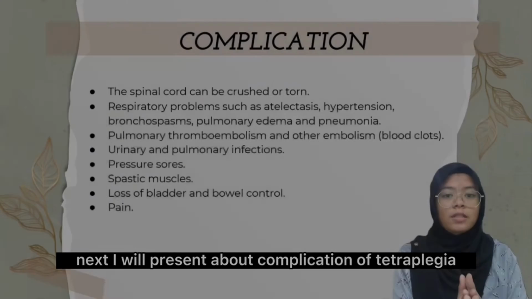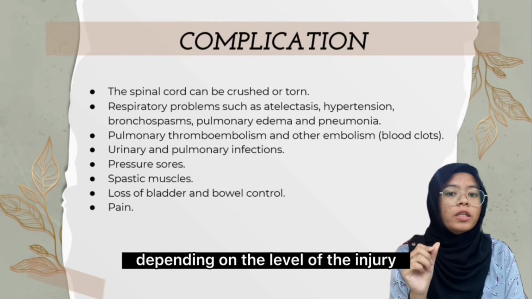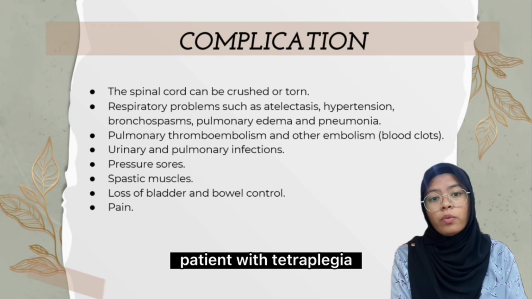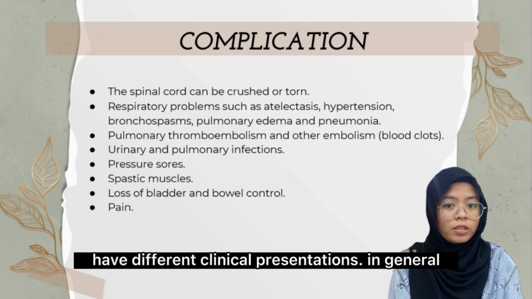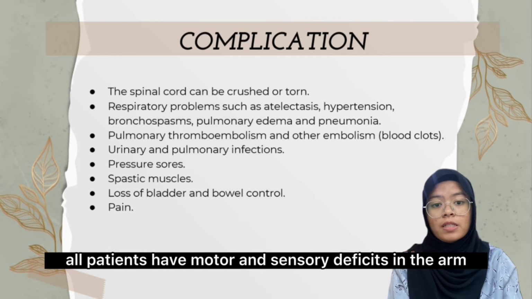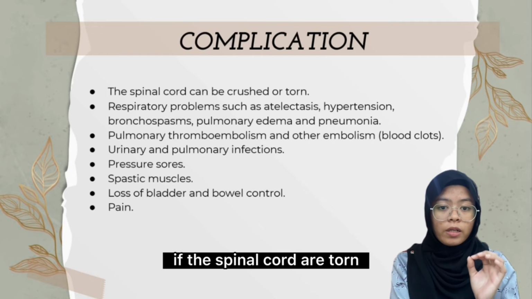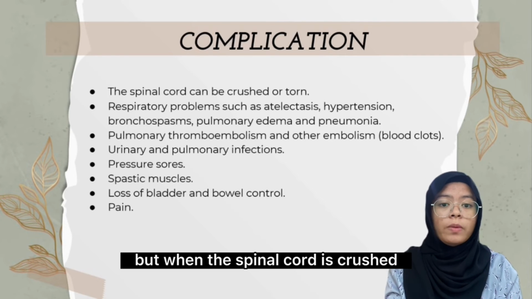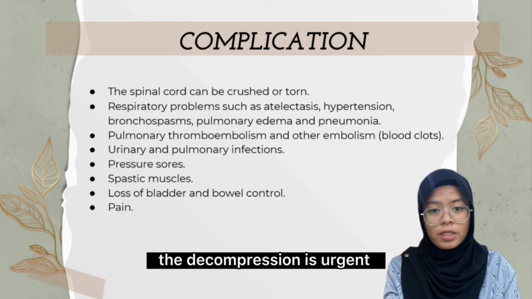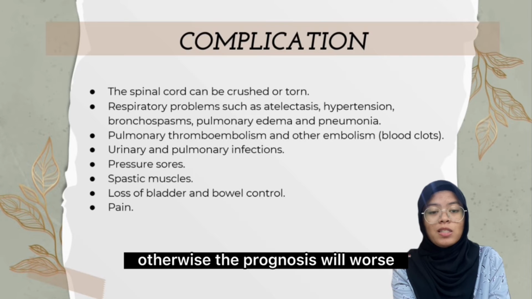Next, I will present about complications of tetraplegia. Depending on the level of the injury, patients with tetraplegia have different clinical presentations. In general, all patients have motor and sensory deficits in the arms, trunk, and legs. If the spinal cord is torn, it will likely have a better prognosis. But when the spinal cord is crushed, decompression is urgent within 2 to 3 hours. Otherwise, the prognosis will be worse.